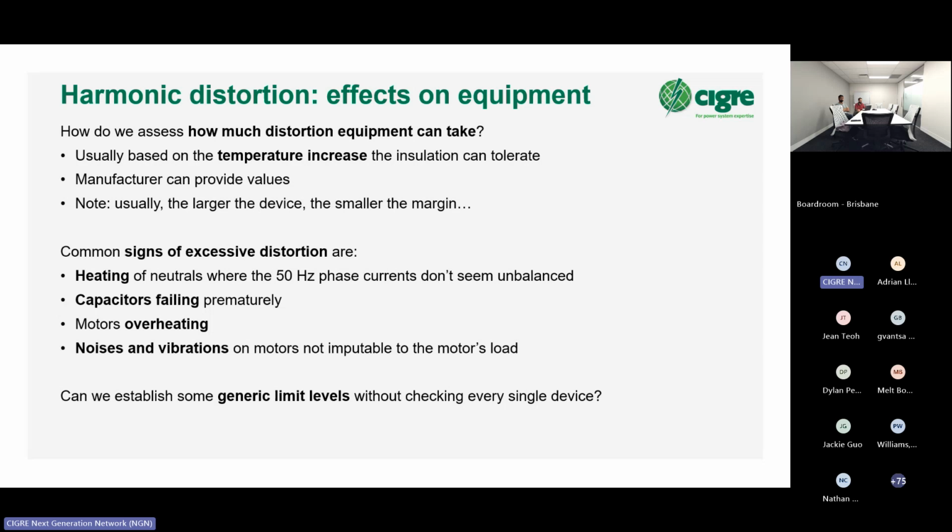We can look for these signs, heating, capacitors failing and all that, but you don't wait for it to happen to say, oh, I'm distorting too much, because that's too late. You're already breaking things. That's not good practice. Also, usually the larger the device, the smaller the margin.